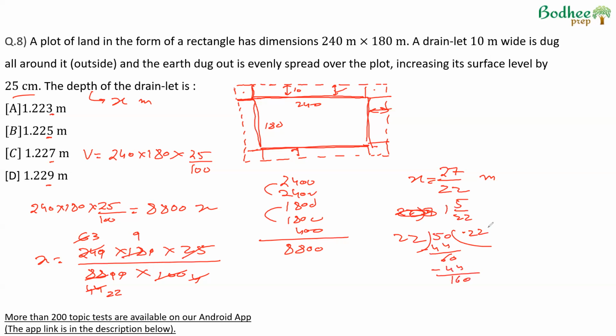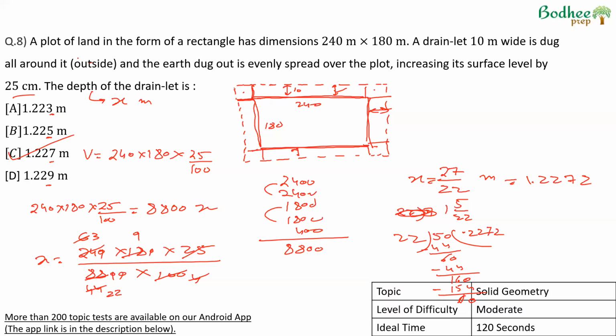160. 7s are 140, 154. 6 0 2s are... And therefore this will be equal to 1.2272, or from the options, 1.227 meters becomes the answer. Calculation is there. If we are able to work out the area of the drainlet easily, the solving time will not be very high, maybe 2 to 2.5 minutes, moderate level of difficulty.